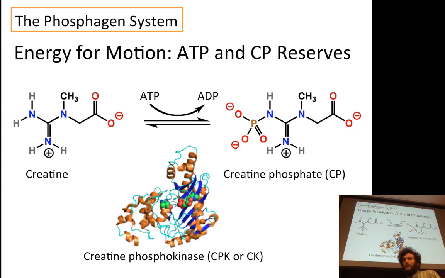So this is the creatine system, the so-called phosphagen system. Phosphagen meaning phosphate generating, a high energy phosphate generating system.